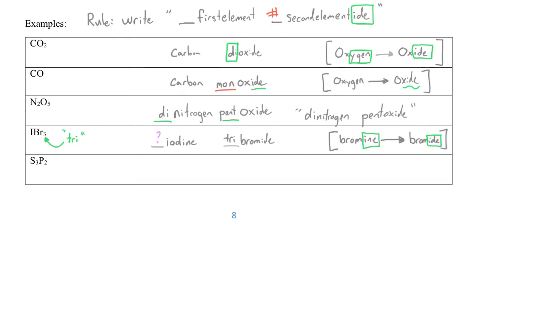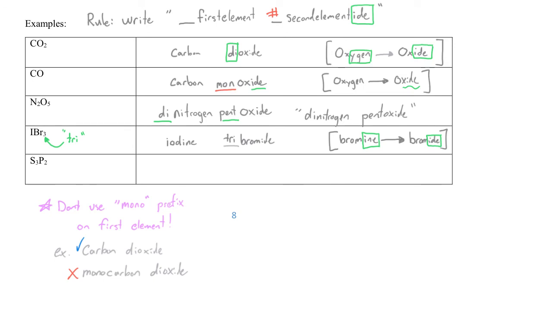Well, that's an interesting part of the rules. Notice here on carbon dioxide and carbon monoxide, I didn't say monocarbon dioxide or monocarbon monoxide. It turns out on the first element, if there's only one of those elements, we don't use the mono prefix in that case. So should I use the mono prefix here for iodine? No, I just say iodine and then tribromide. That's the correct name. So if you got that one right, great job.